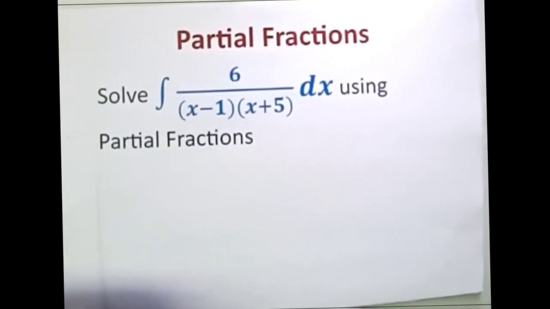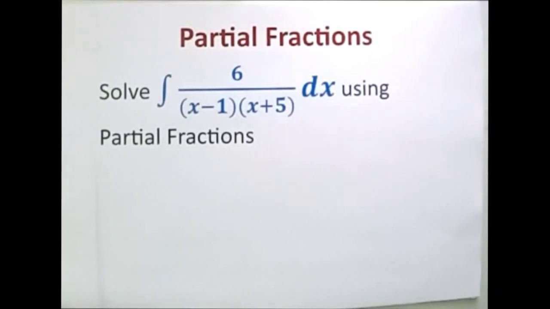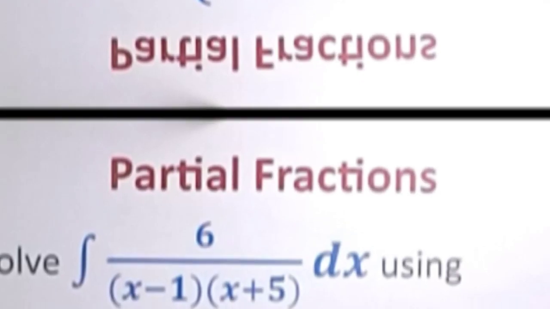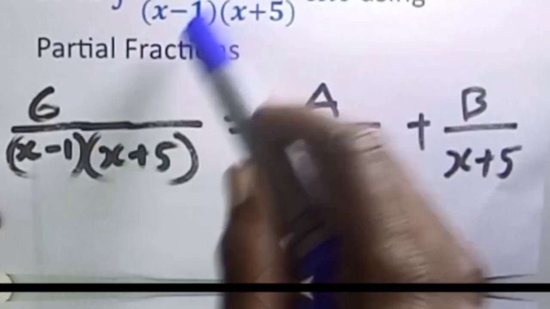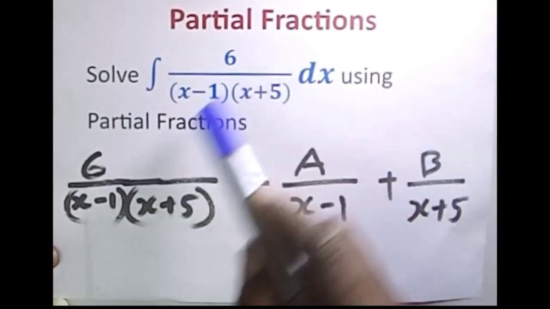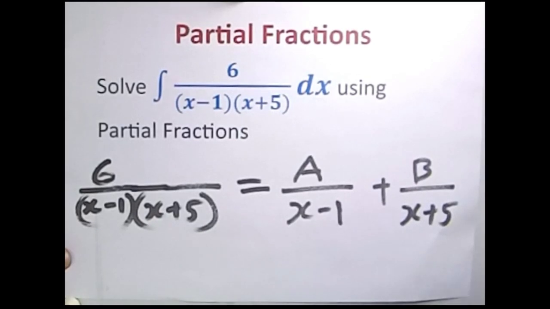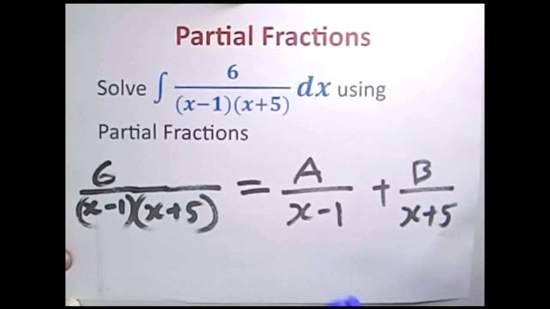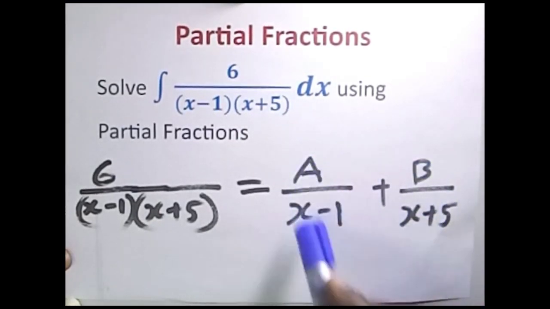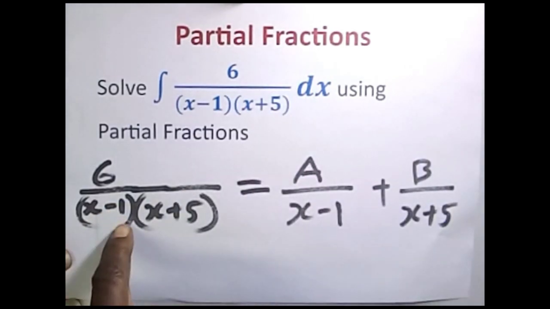Let's assume you have an integral like this. We're asked to resolve it in partial fractions. How are we going to do this? Out of the integral sign, this is the same expression that was in the integral sign. Now that expression is here. Our goal is to get two simpler fractions that when we combine these two fractions, they will give us the same fraction.